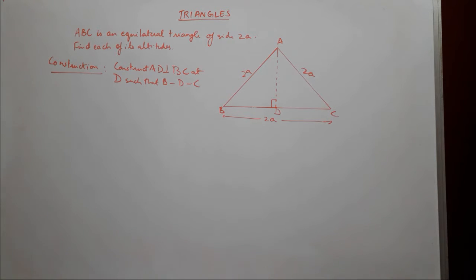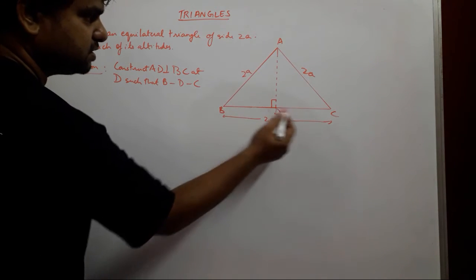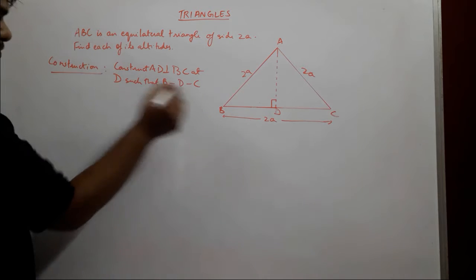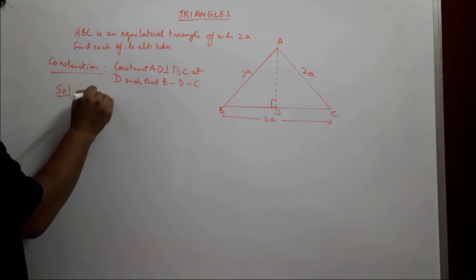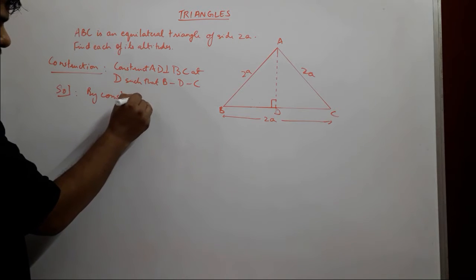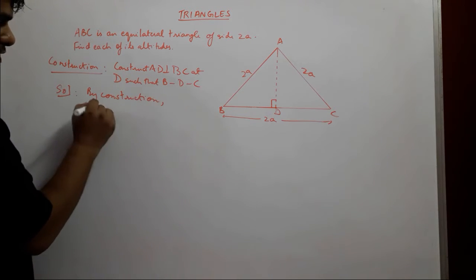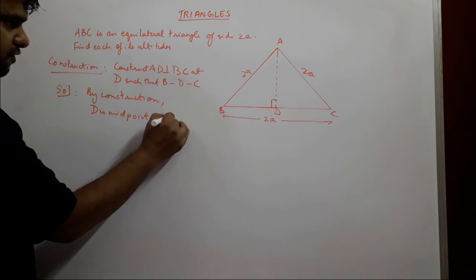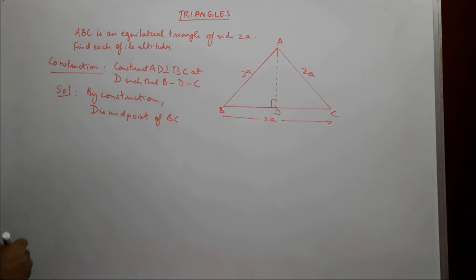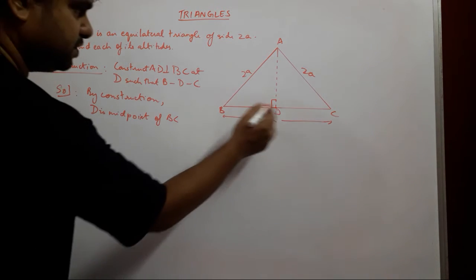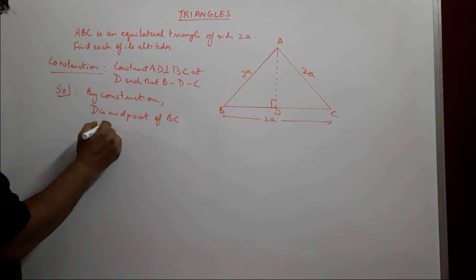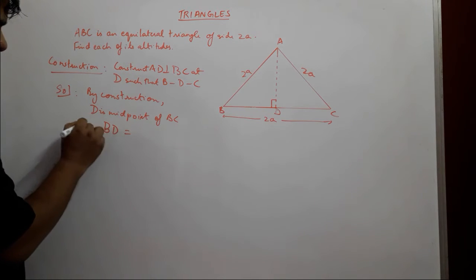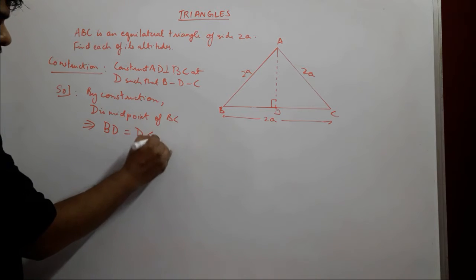Since we draw a perpendicular and this is an equilateral triangle, that means this will become the bisector, which means D will become the midpoint. You can say solution: by construction, D is midpoint of BC. Now that we say D is midpoint, this implies BD is equal to DC.